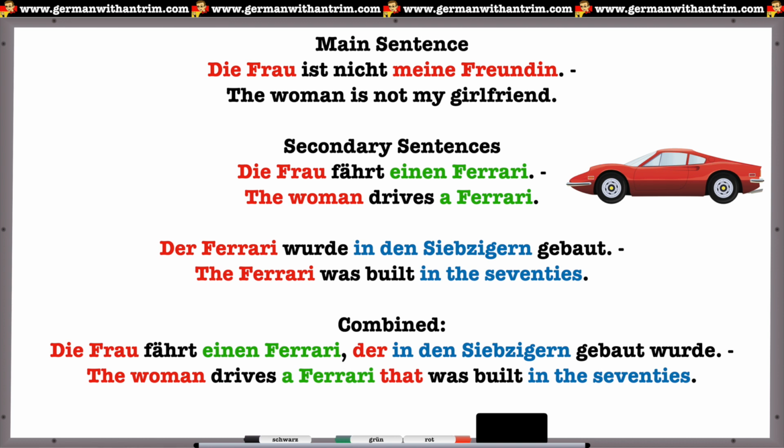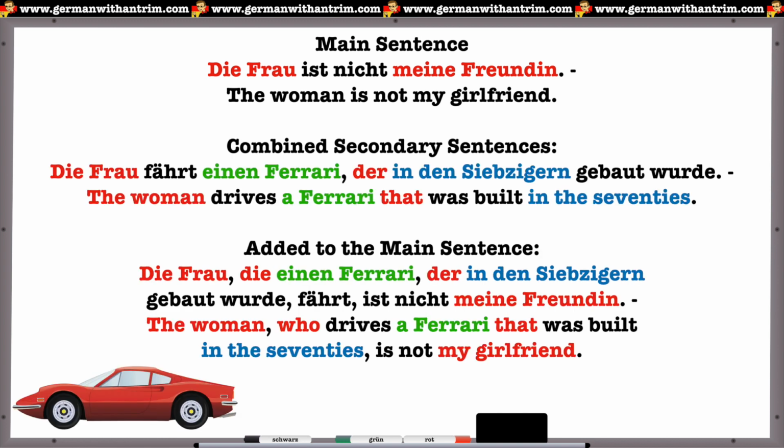Here we essentially have three sentences all pushed together. The first one is the main sentence and therefore is the main clause. Die Frau ist nicht meine Freundin. The woman is not my girlfriend. The second and third sentences describe two of the other parts, namely the woman and the Ferrari. Die Frau fährt einen Ferrari. The woman drives a Ferrari. Der Ferrari wurde in den 70ern gebaut. The Ferrari was built in the 70s. When you combine them, it becomes Die Frau fährt einen Ferrari, der in den 70ern gebaut wurde. The woman drives a Ferrari that was built in the 70s.